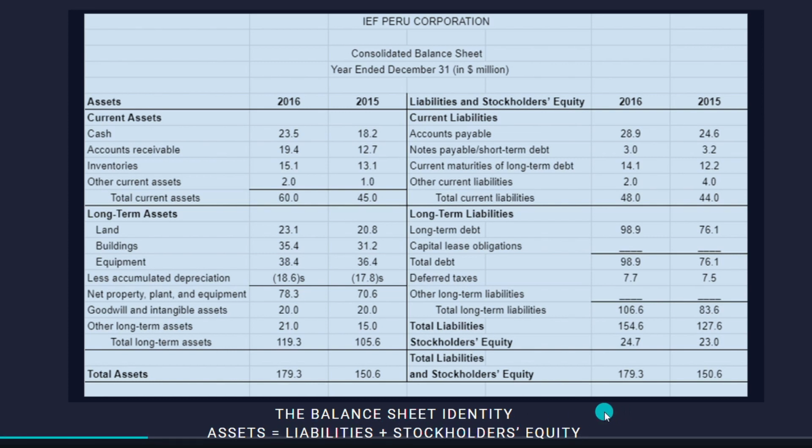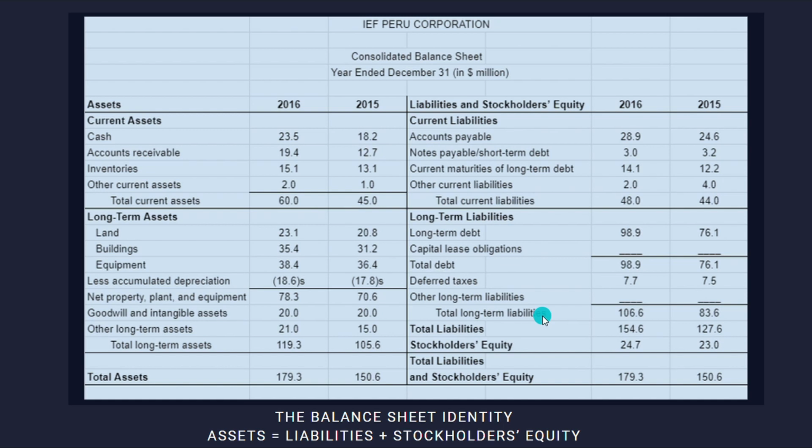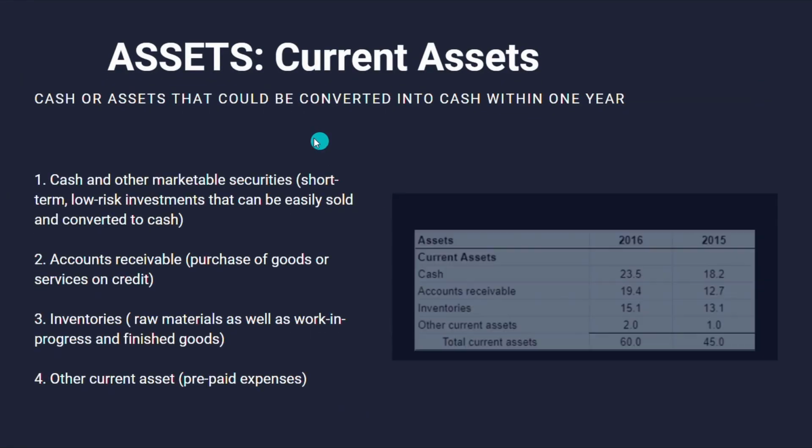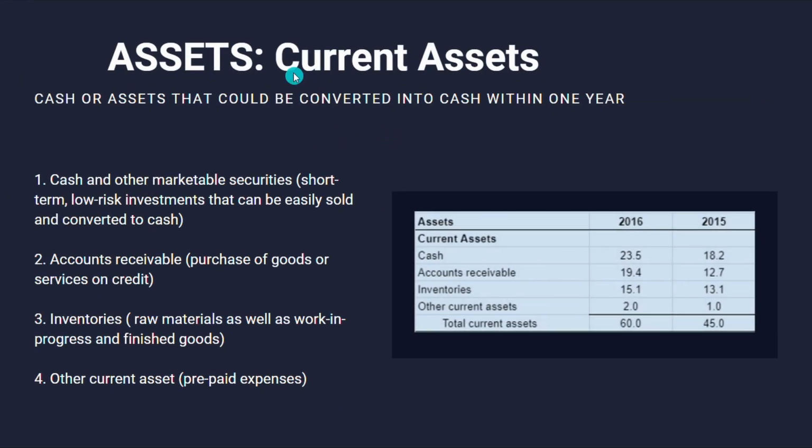In the table, total assets for 2016, $179.3 million, are equal to the total liabilities, $154.6 million, plus stockholders' equity, $24.7 million. In the table, Peru's assets are divided into current and long-term assets.